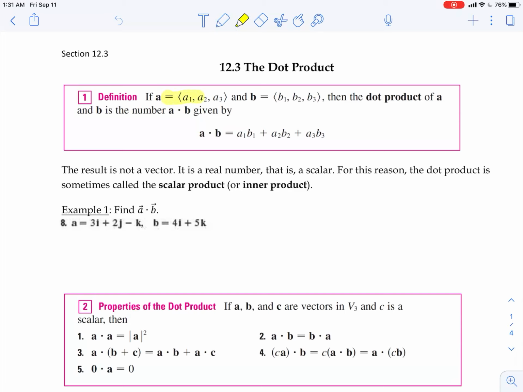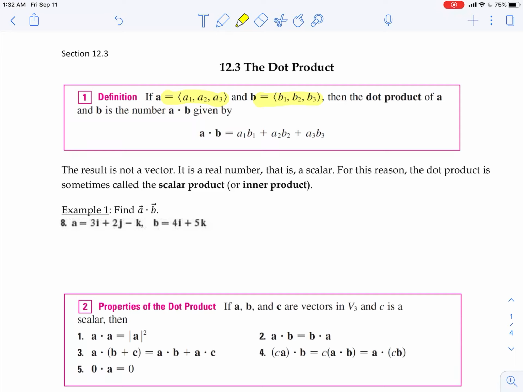So here you see we have two vectors, A and B. For the dot product, we take the product of the corresponding components, and then we add them. The result is A dot B equals A sub 1 times B sub 1 plus A sub 2 times B sub 2 plus A sub 3 times B sub 3. What we get is not a vector. When we use the dot product between two vectors, we're not getting another vector; we're getting a scalar. So it's normally called either the scalar product or the inner product.